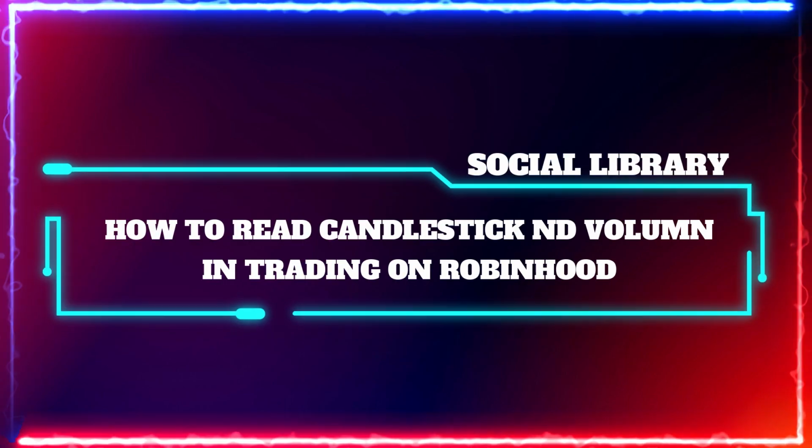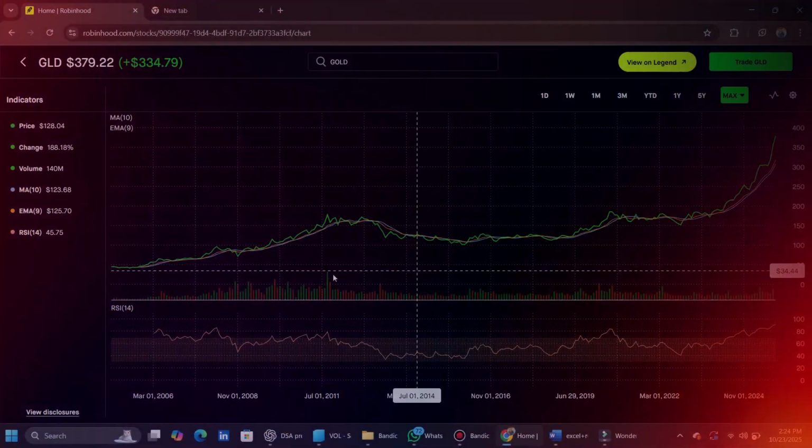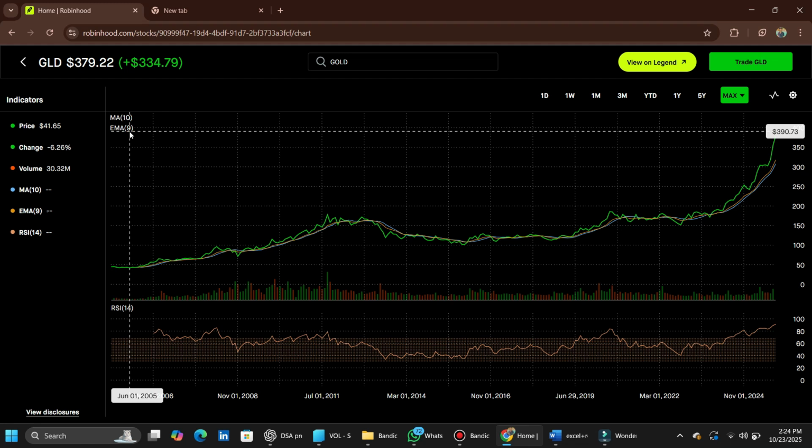Hey guys, welcome to this quick tutorial where we'll explain how you can read candlestick and volume in trading on Robinhood. So let's get started.